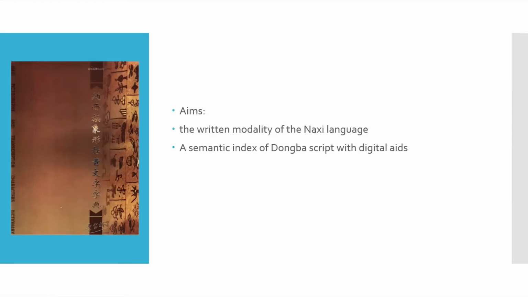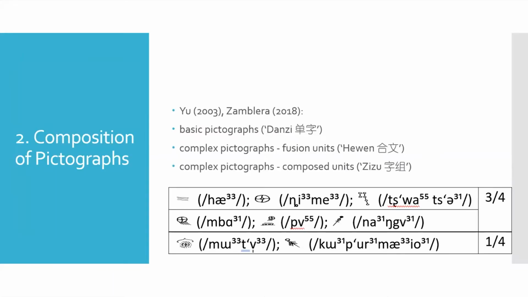The aim of this study is to study the written modality of the Naxi language. To be more specific, I will conduct a study to build up a semantic index of Dongba script with digital aids. And in order to analyze the structure of Dongba script, the first dimension is to analyze the composition of the individual pictographs.